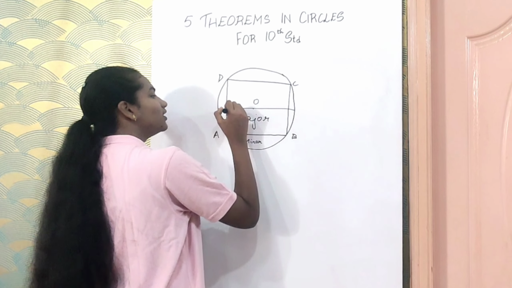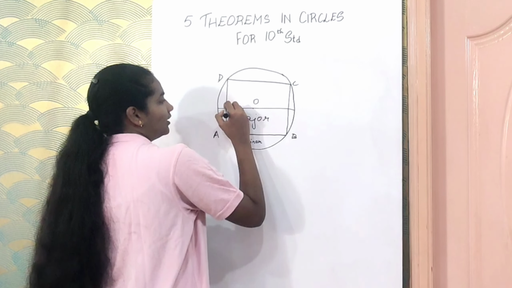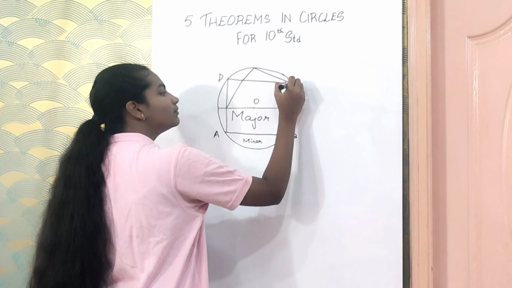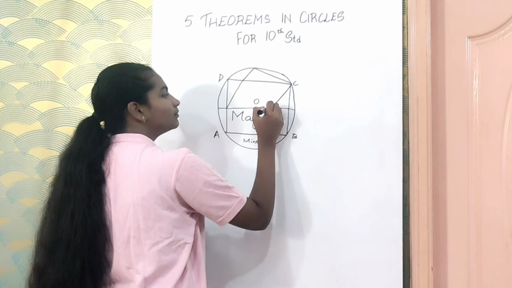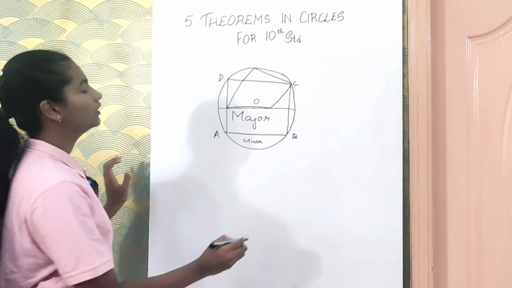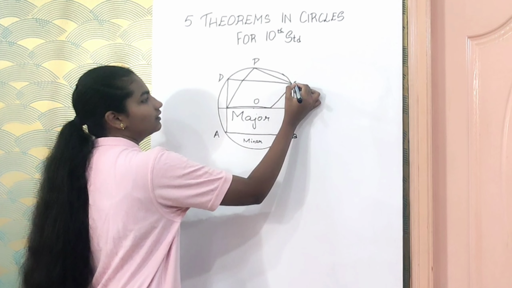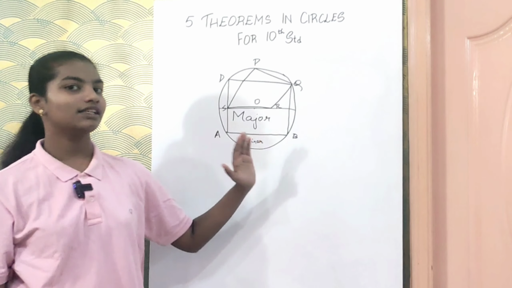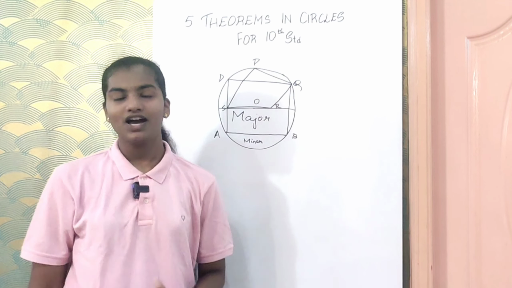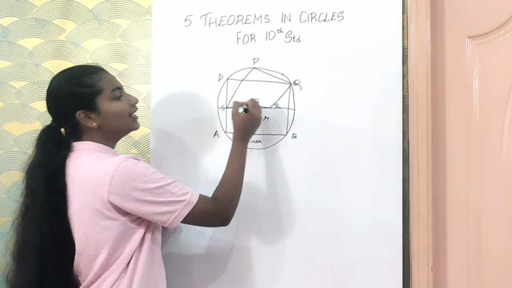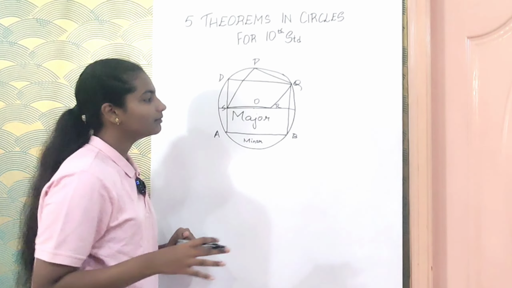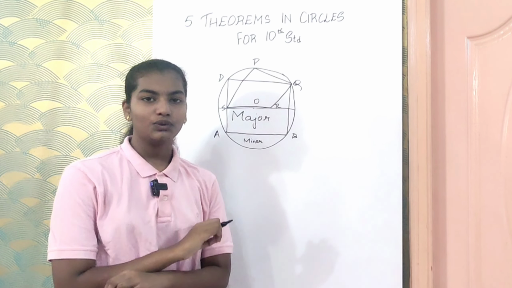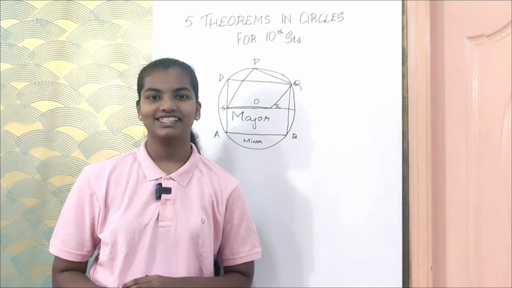Now, I draw another type of a quadrilateral. Now, let me take this as P, Q, R, S. Is this a cyclic quadrilateral? No. Why? Because the four vertices are not in the circumference but inside the circle. So it is not a cyclic quadrilateral. Okay, now the basics are done. Let us start with the theorems.